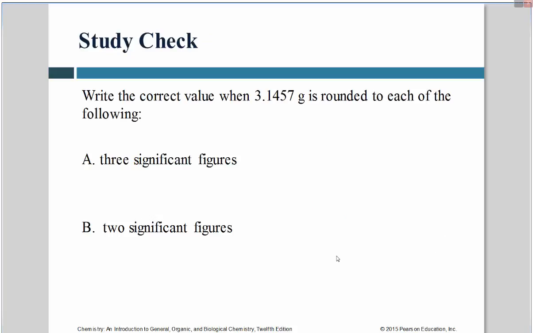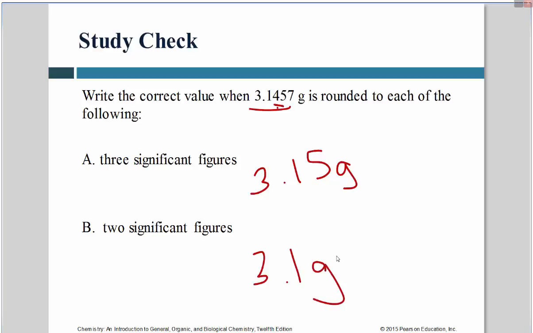So let's do a little practice on our own. 3.1457. 3 significant figures, that would be 3.1, that 5 rounds it up to 3.15. And then we have grams. 2 significant figures would just be 3.1, because the next number is a 4, we don't count that, and we still use the unit grams.